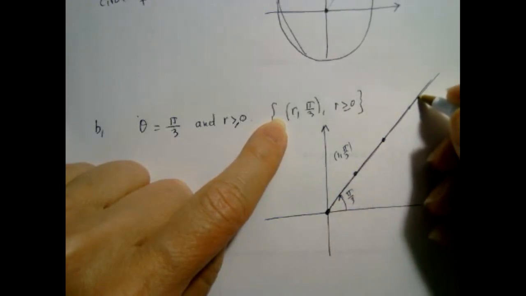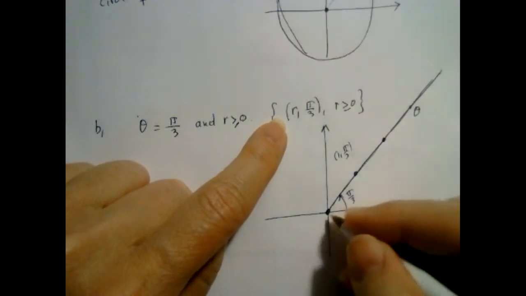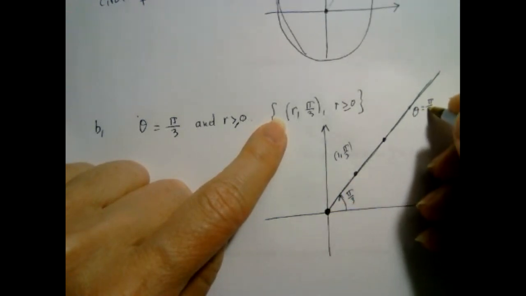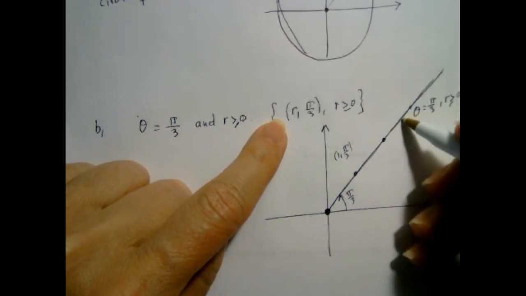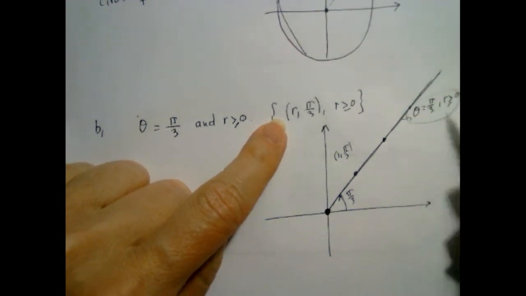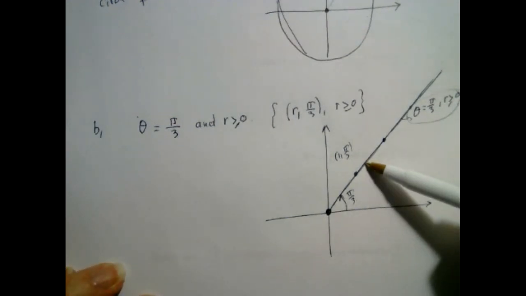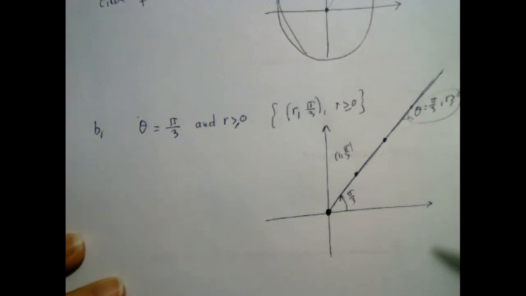So theta equals pi over 3, that's really the picture. This half line, the one I'm drawing, is the line theta equals pi over 3 with r positive. So in polar coordinates, this is the line. In Cartesian, you have to find the equation of a line, so it's very different. In Cartesian, it means find the equation of this line. In polar, it's just the line theta equals pi over 3.